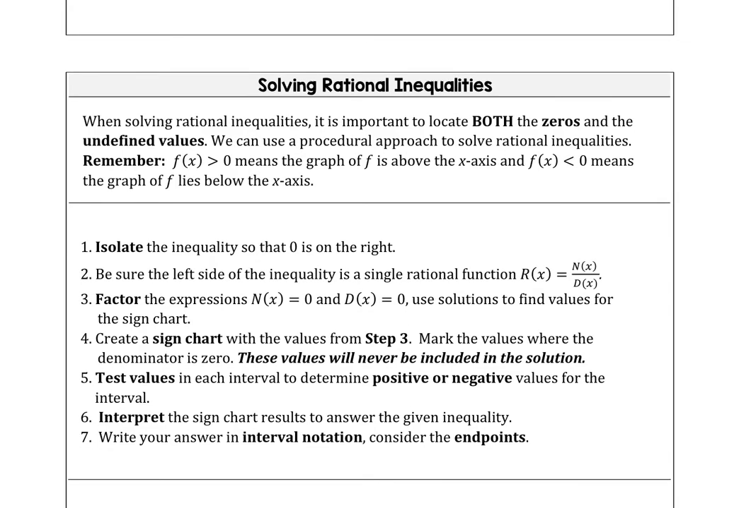The rest of the lesson is about solving rational inequalities. We have to locate the zeros and we have to locate undefined values. We can use a procedural approach to solve rational inequalities. Remember, when the function is above or greater than 0, that means the graph of f is above the x-axis. And when the function is less than 0, that's going to tell us the graph lies below the x-axis. I'm not going to read these 7 steps. I'm just going to model them for you in our examples.